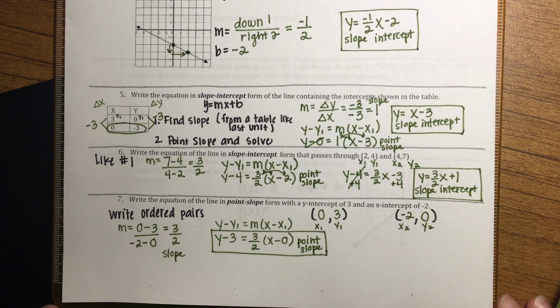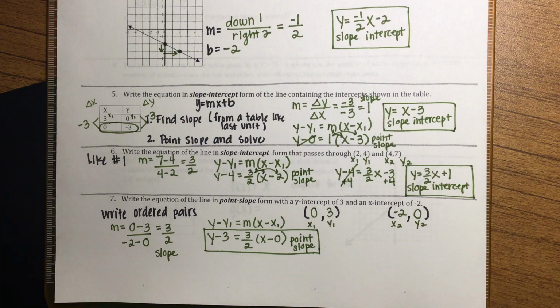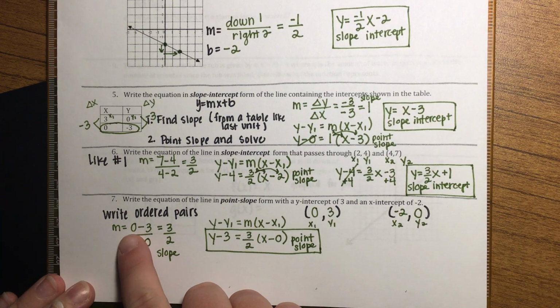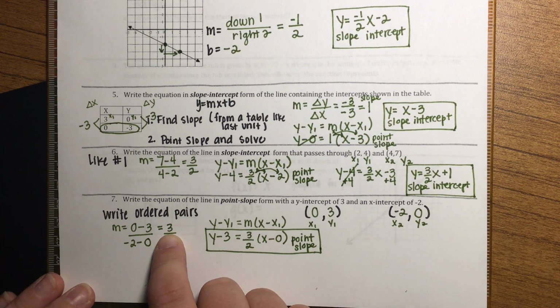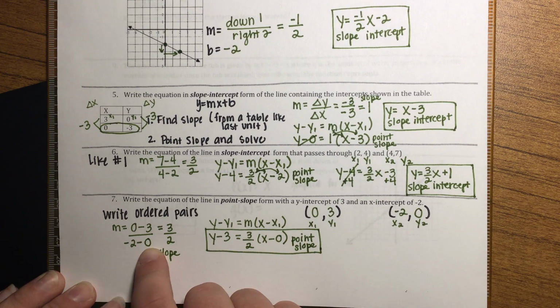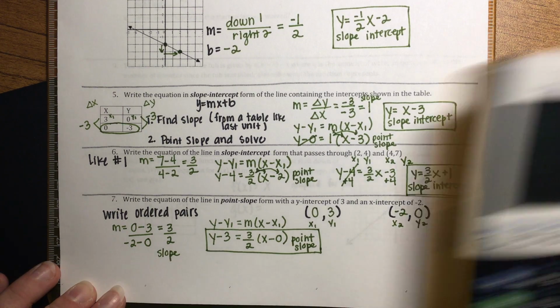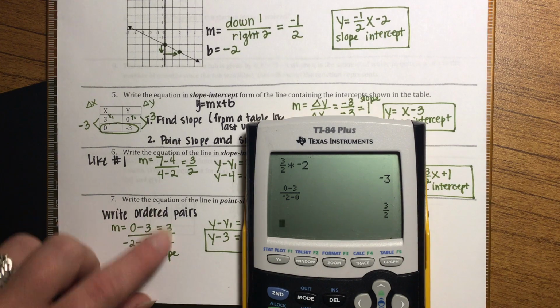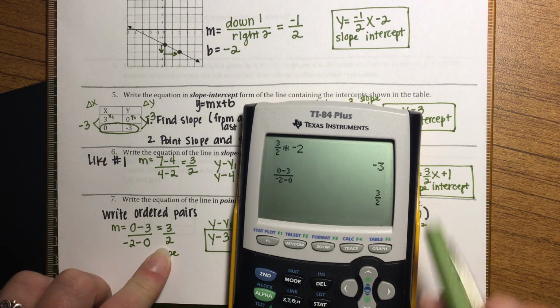Alrighty, I apologize, guys. My camera stopped recording on number 7. So I finished out my slope. I have 0 minus 3, which gives me negative 3. And then I would have negative 2 minus 0, which would give me negative 2. I know a negative over a negative cancels to be a positive, so I get 3 over 2.